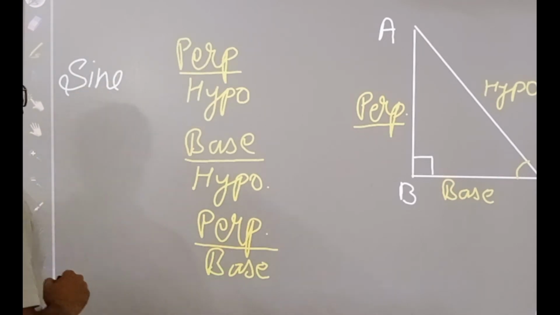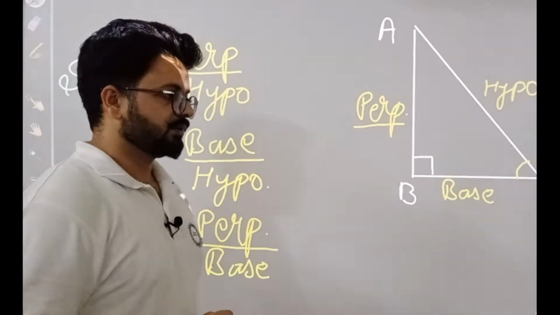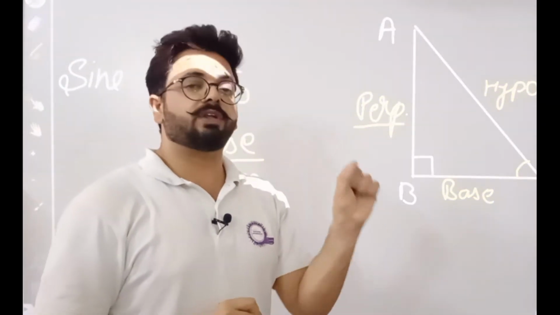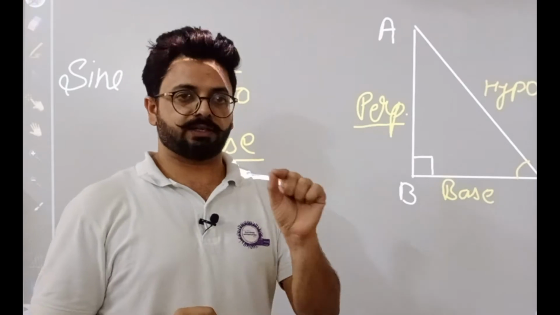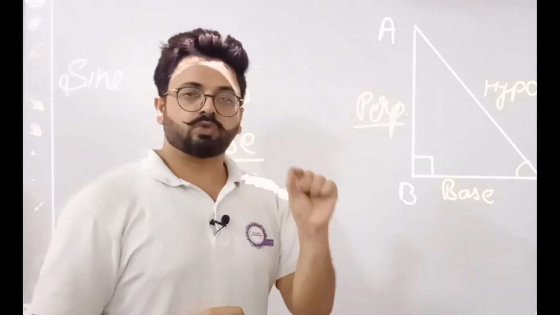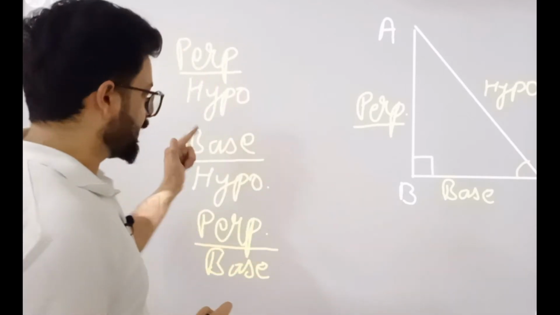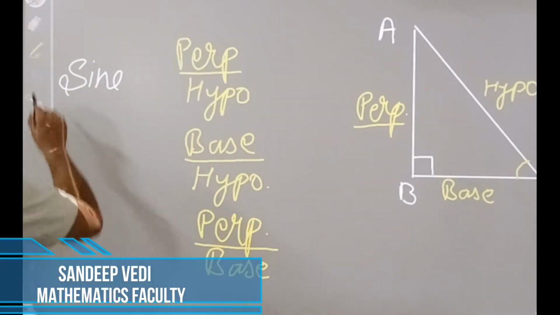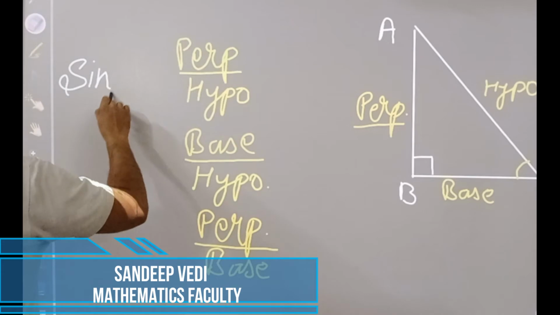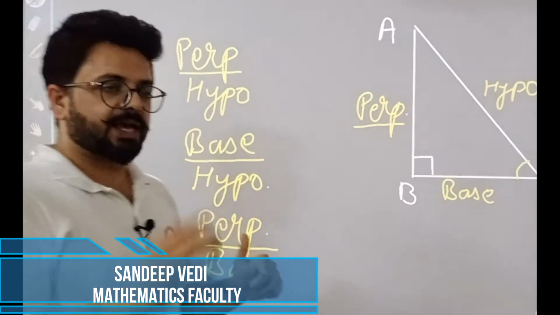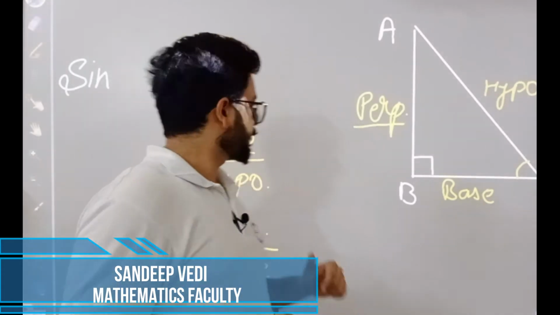Sine, S-I-N-E, sine, but as an abbreviation we will write only S-I-N. So please don't call this "sin", it's sine. As an abbreviation we use only sin, the short form. The full form is S-I-N-E, sine.